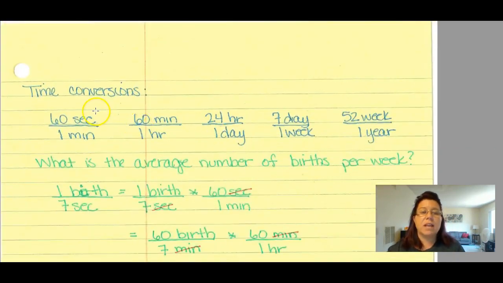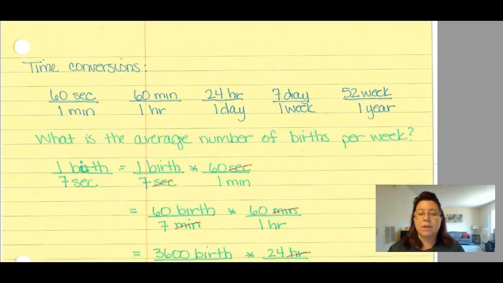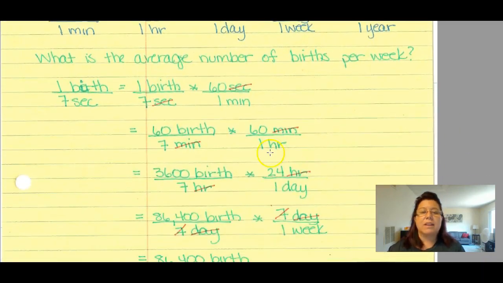All right, here are our time conversions. There are 60 seconds in a minute, 60 minutes in an hour, 24 hours in a day, 7 days in a week, and approximately 52 weeks in a year. So if we want to know the average number of births, let's convert one birth per 7 seconds. We want to convert that over to minutes. So I have 60 births per 7 minutes. Then I want to change that to hours. That's going to be 3,600 births per 7 hours.